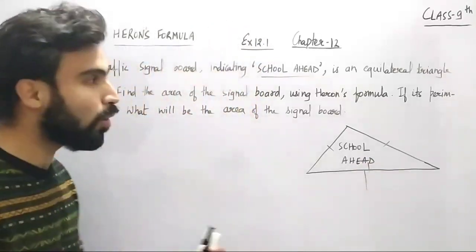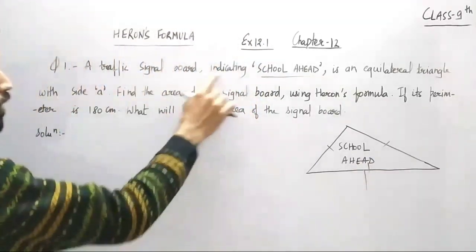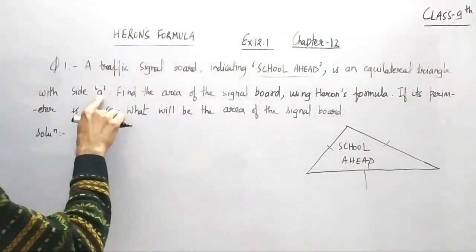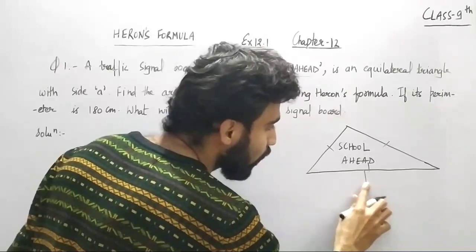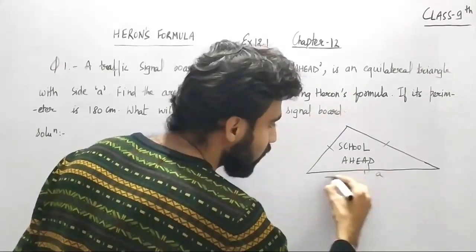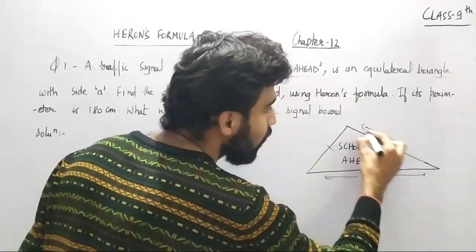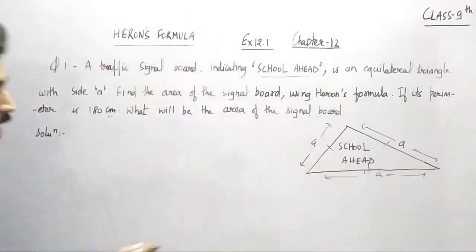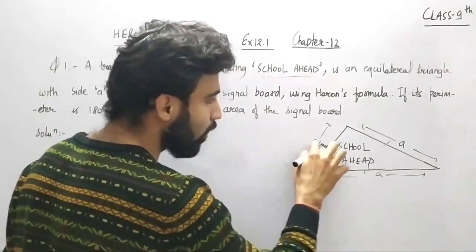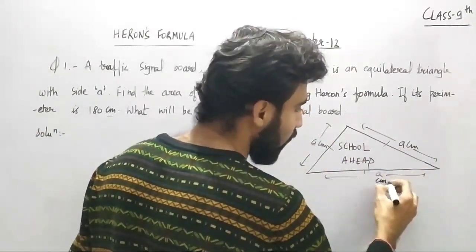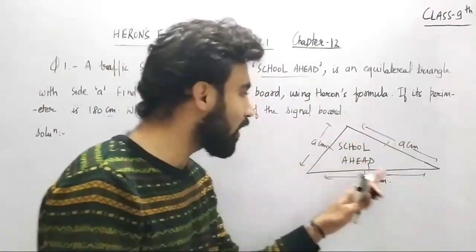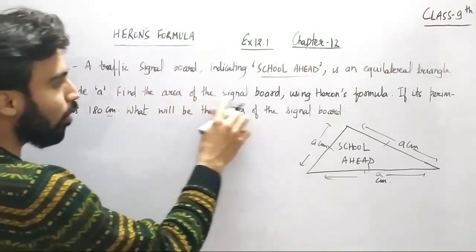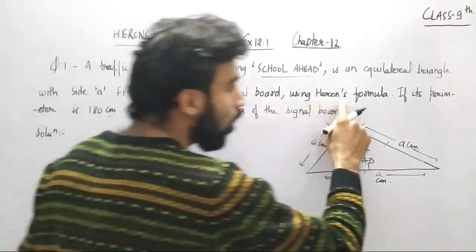So a board like this is put up, which indicates that the school is ahead from this side, right? Now the three sides of the equilateral triangle are given to us as a, a and a. You can see this is in centimeters, so let me write a centimeter and a centimeter, right? So the three sides of the equilateral triangle are given as a in the question.